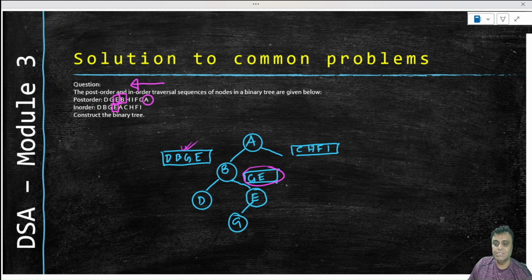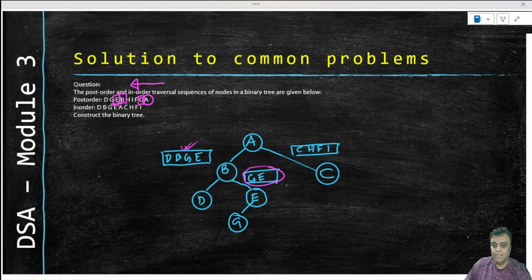Now we will focus on CHFI, which is my right subtree. Same funda: we will go from right to left on the post order and try to figure out which of the alphabets come first. I can definitely see C comes first. I don't need to check anything else. So I will take C from here, and I know that C has become my root. I do not know what is the left and right of C, so I will take help of inorder. I will say inorder, I have C, tell me what is the left and right.